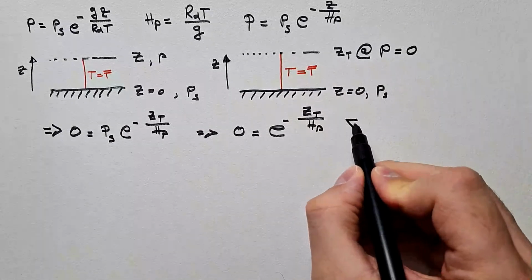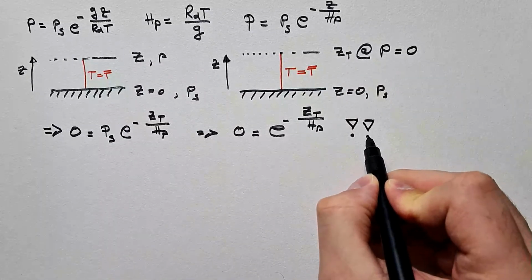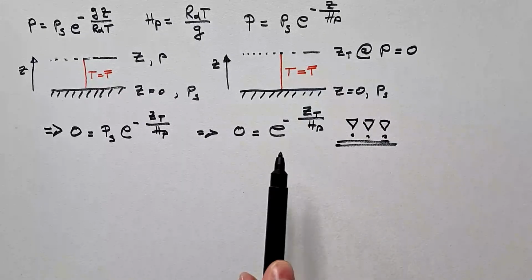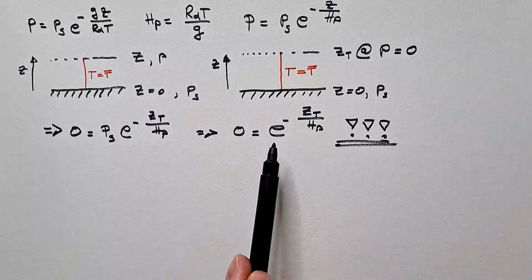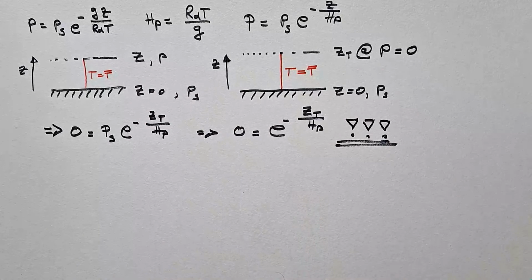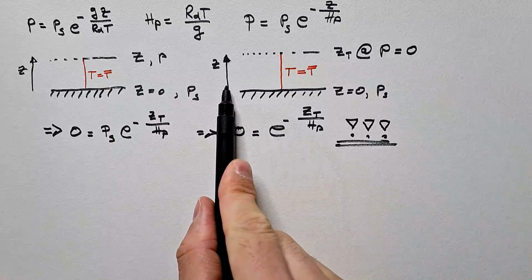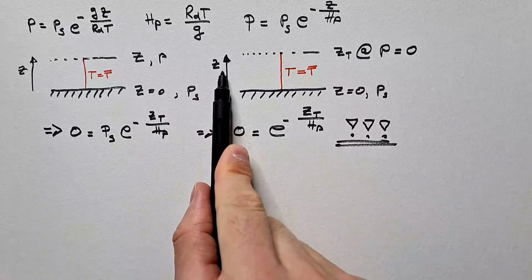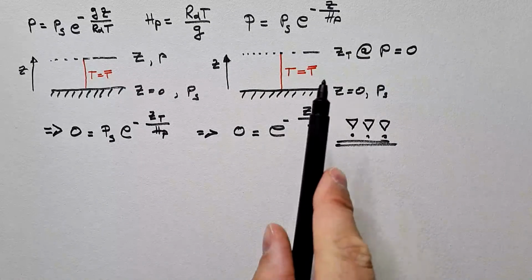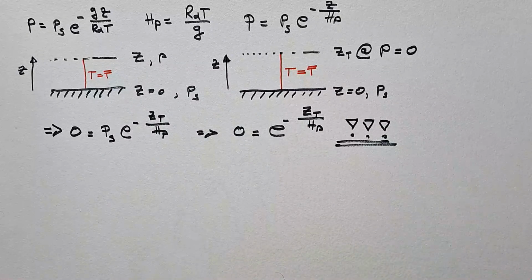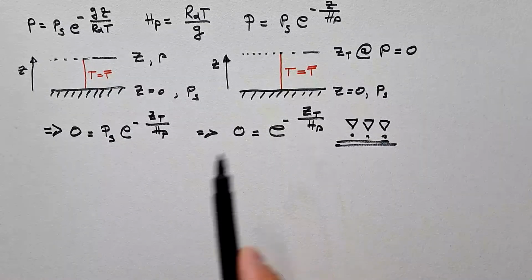But wait, you might say. This is impossible. This function is never 0. And you would be right. An atmosphere in which temperature does not change with height does not have the limit where pressure is equal to 0. This exponential function never collapses to 0. It collapses to 0 at infinity.